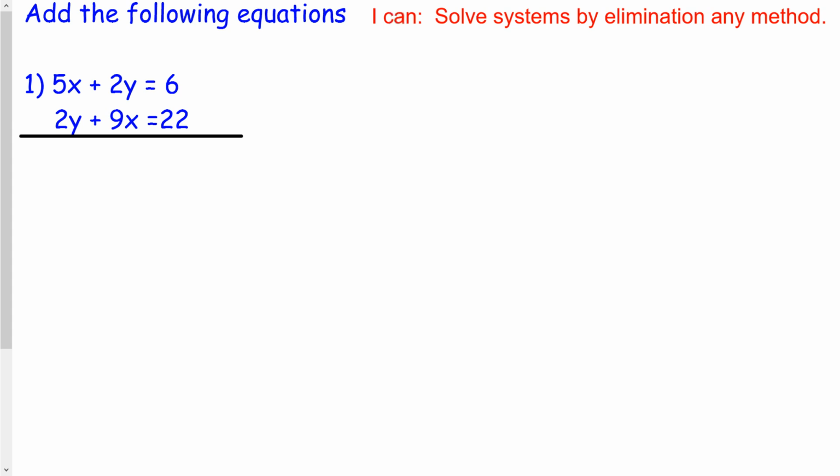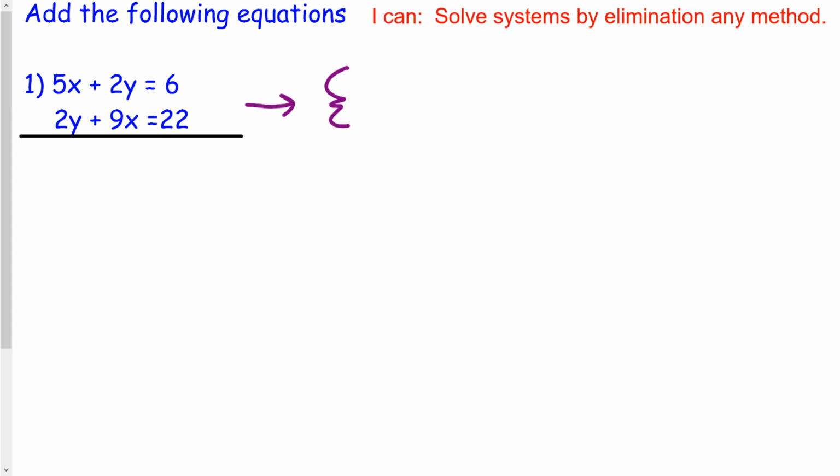All right, step one is to make sure they're in standard form. They're almost in standard form. We got x's, y's, constants, but this one right here is y's, x's, constant. We don't have my x's lined up or my y's lined up. My equal signs are good, and my constants are good, though. So let's take a look at rearranging these.